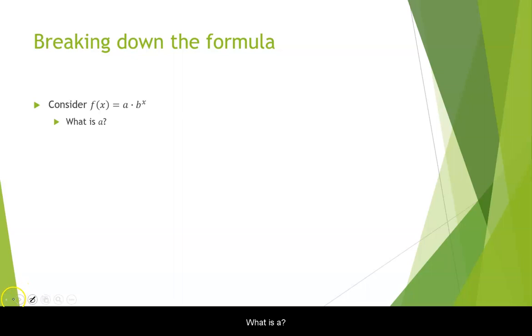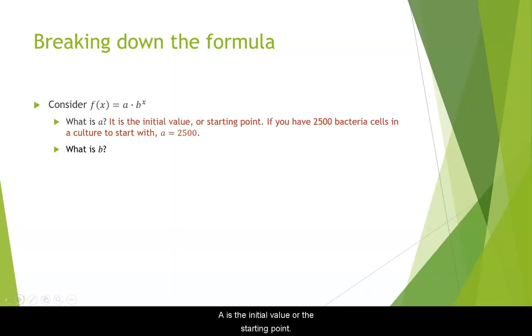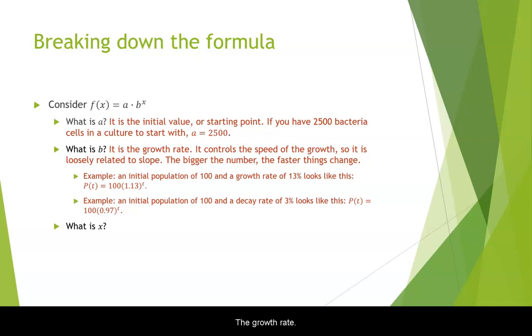What is a? A is the initial value, or the starting point. So if we start with 2,500 bacteria cells in a culture, a is 2,500. What is b? It's the growth rate. It controls the speed of the growth.